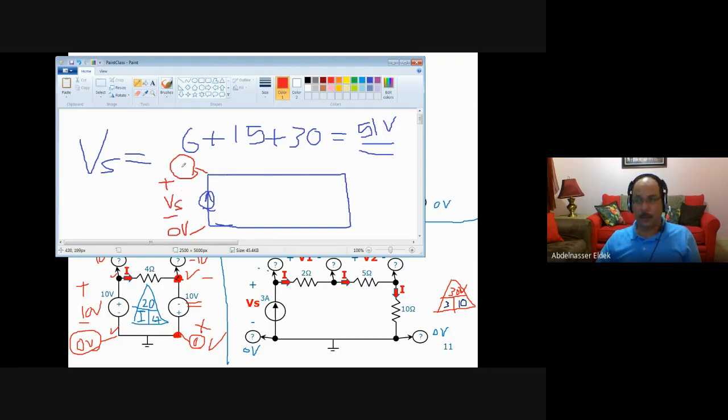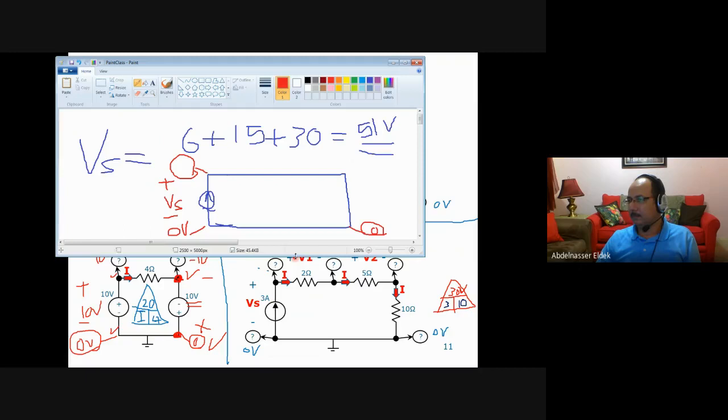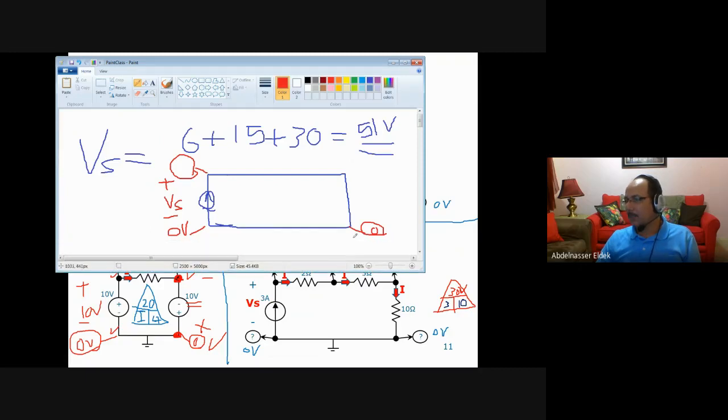But I don't know the voltage here. But I know that the voltage at this point is 0. So this voltage here is 0. Let me put a pointer here. Highlight or laser pointer. Okay, and then go back. Then the voltage at this point is 0. If the voltage at this point is 0, the voltage here will be what? Will be 30. The voltage here will be 30.